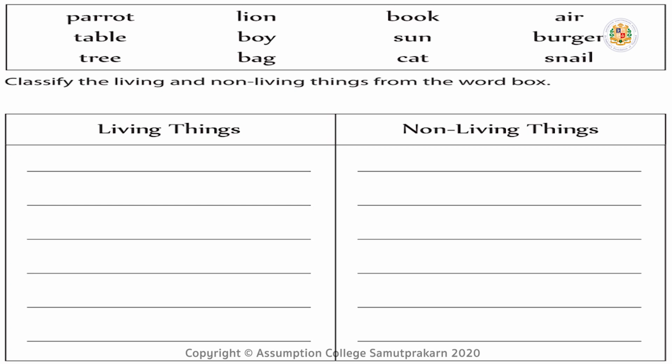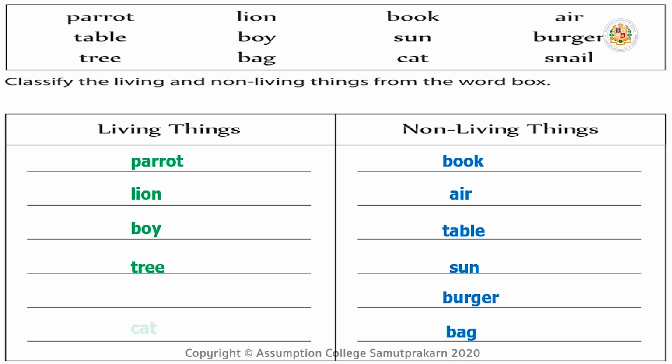We start from the parrot. We group the parrot into living things. Lion, living things. Book, non-living thing. Air, non-living thing. Table, non-living thing. Boy, living thing. Sun, non-living thing. Burger, non-living thing. Tree, living thing. Bag, non-living thing. Cat, living thing. And snail, living things. If you are all correct, I give you 3 stars.